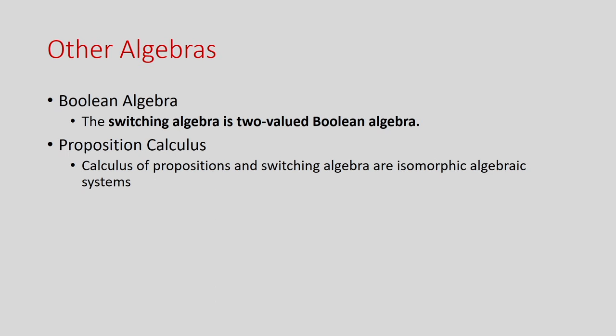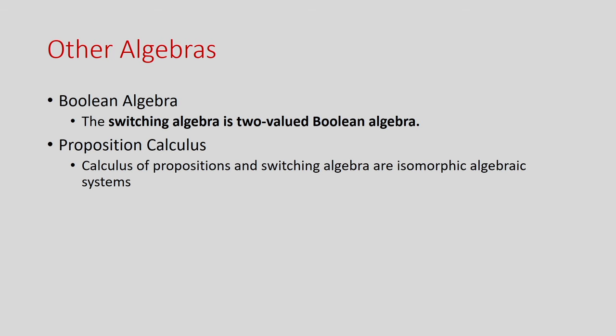There are other algebras like Boolean algebra and propositional calculus. I am not covering them here in detail, but they are very similar to switching algebra. We can say switching algebra is a two-valued Boolean algebra, and propositional calculus is also isomorphic to switching algebra. So the rules that I have discussed so far for switching algebra are also applicable to both Boolean algebra and propositional calculus.